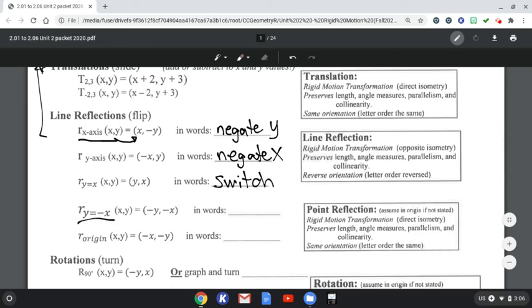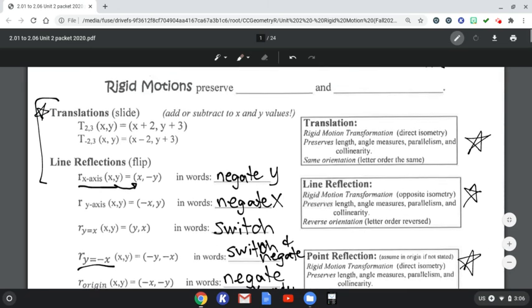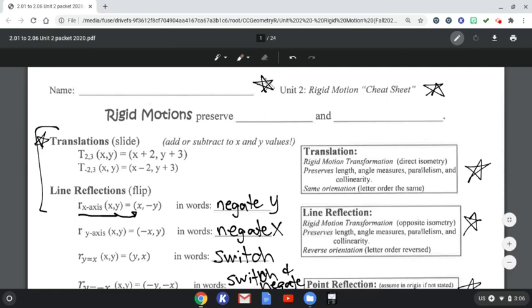Y equals -x, we're going to come back to, is when we switch them and negate the ordered pair. And lastly, reflection in the origin. We're going to come back to that later. It does show up on your classwork, but that's when you negate x and y. Now, I'll elaborate more on this information in the next couple lessons, but at least you have some information written in on this cheat sheet.